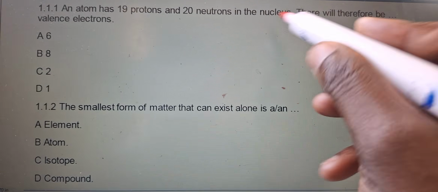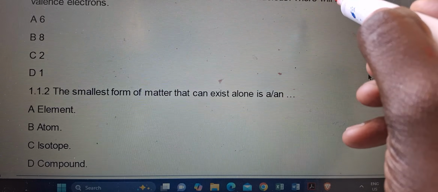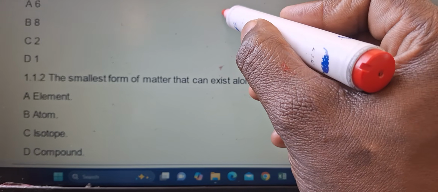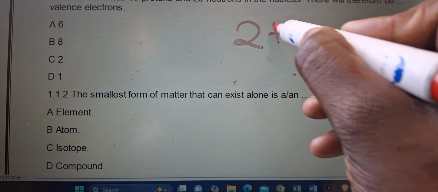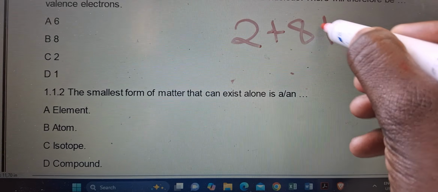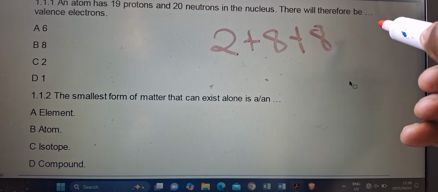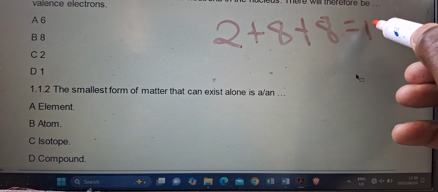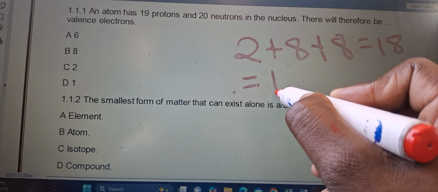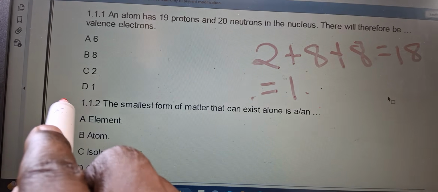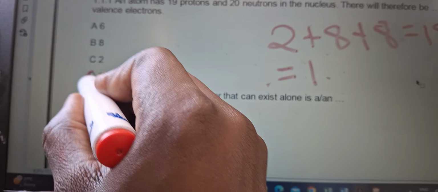So how are we going to determine the valence electron? It's simple. This atom should have 19 electrons arranged in this way. We're going to have 2 in the inner shell, plus 2 in the second shell, plus 8 in the third shell. This one will give us a total of 18. The last fourth shell will have only 1. Then the answer in this regard is D.